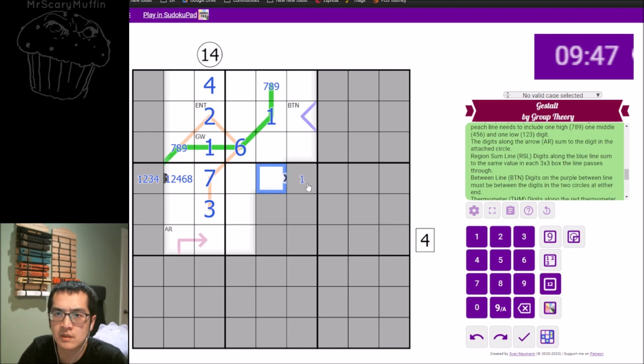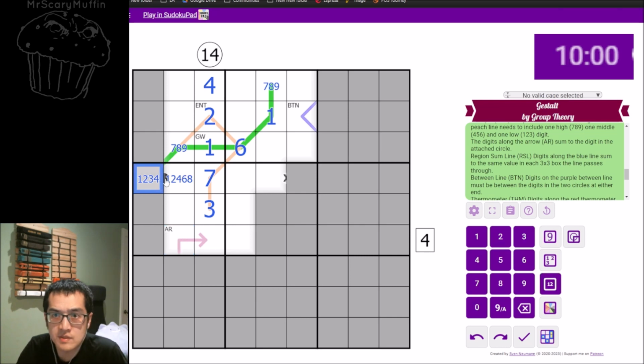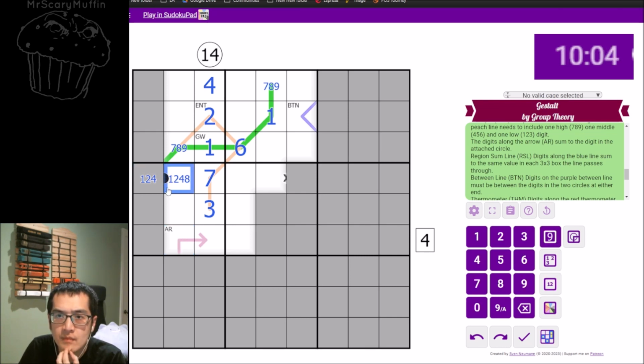Could be 1, 9, 2. That's got too many numbers. Forget it. Oh, what's AR? AR, arrow line. That's not helpful just yet. 3, which means this can't be a 3, 6 anymore. This just ends right there. This is a high.